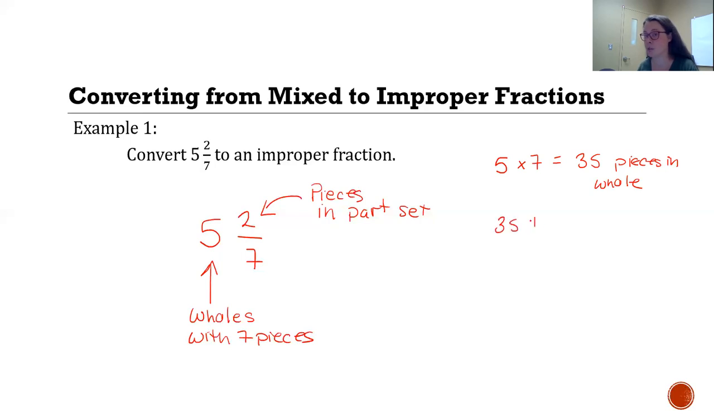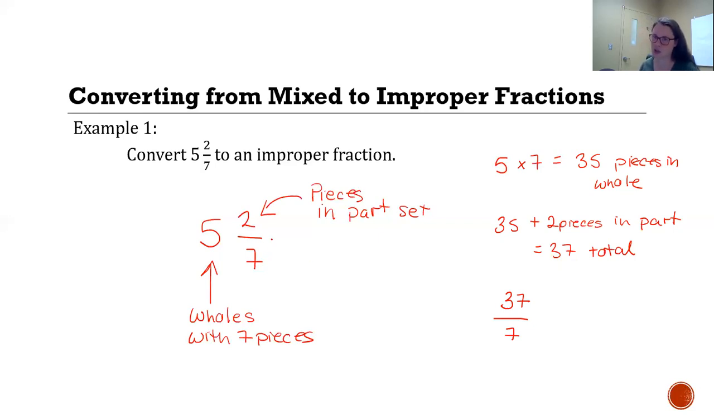35 pieces in the whole plus 2 pieces in the part leaves me with 37 total. If you think of it as cans of beer, as soon as I say cans of beer, everybody's able to solve these problems. We've got 37 cans in total. So to write this as an improper fraction, we have 37 pieces that belong in sets of 7. The denominator will always stay the same as it was in the original.